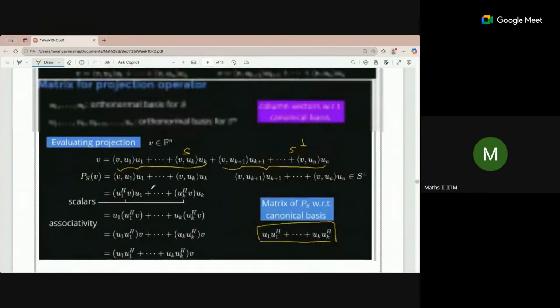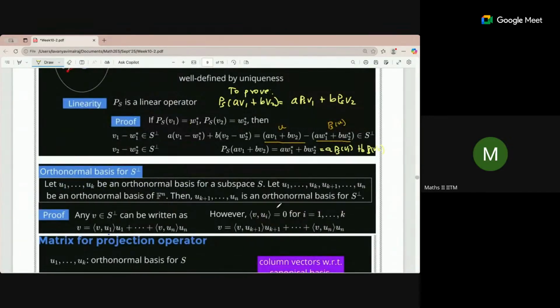In between, there is something we need to add to understand the matrix of the projection operator exactly. So first, let's see this: what is the orthonormal basis for S perp? We know that every subspace has an orthonormal basis. Let us say for a subspace S, U1, U2, up to UK is an orthonormal basis. We also know that an orthonormal set can be extended to form a basis for the entire space. So let's extend this to form an orthonormal basis for the whole of Fn.